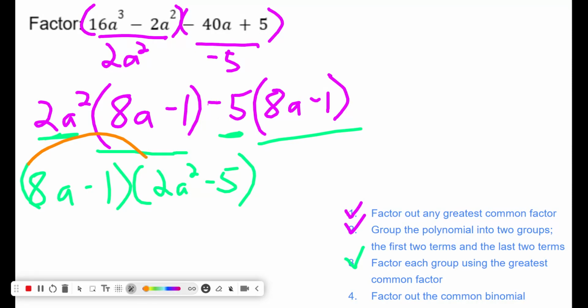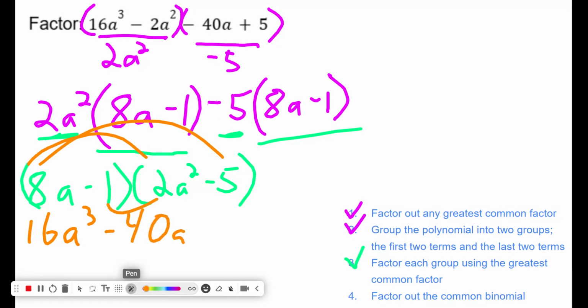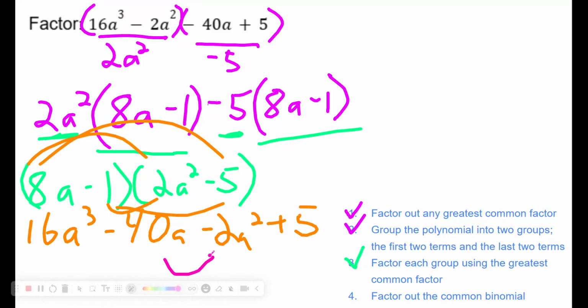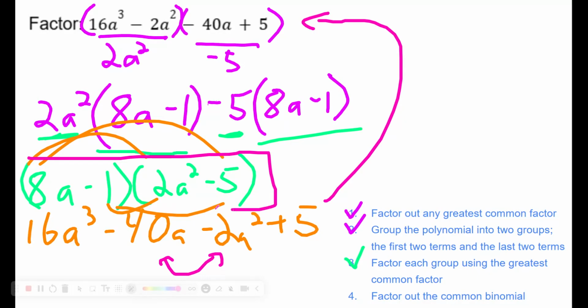8 times 2 is 16. A times a squared is a to the third, minus 40a, minus 2a squared plus 5. I rewrote that in a different order. It came out in a different order from above, but I think we can say pretty confidently that 16a cubed minus 2a squared minus 40a plus 5 matches up here, so we have done this correctly.